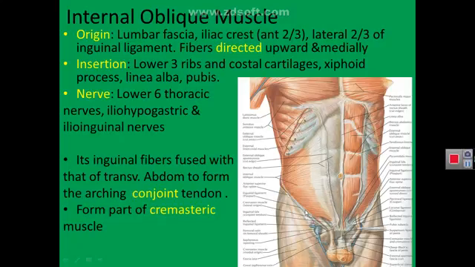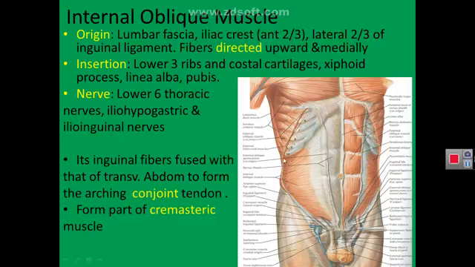And a while ago we described that the inguinal fibers of internal oblique and transversus abdominis give rise to the cremasteric muscle running in the covering of the cord. You can see this is the cremasteric muscle originating from the inguinal fibers of internal oblique and transversus abdominis.